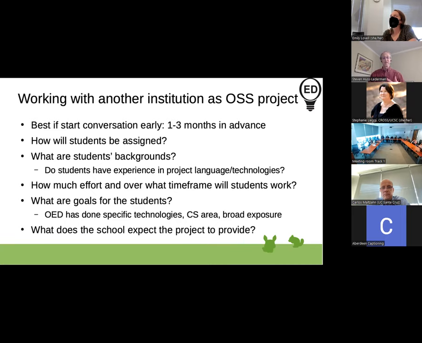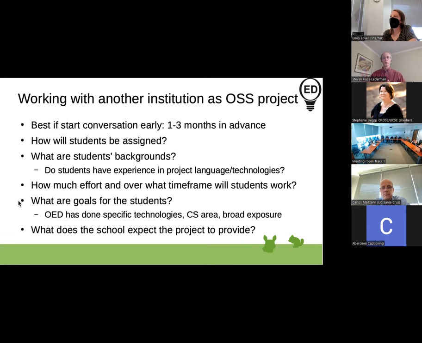I also need to understand how much effort and over what time frame they're going to work. I need to dedicate my time, but I also need to understand what they're capable of doing. And in this case, hearing it's a semester isn't good enough. There's always a week or two at the start and time at the end and other assignments. I want to understand, really, are we talking 5 hours a week or 15 hours a week? And is it for 7 weeks or is it 14 weeks? And really critical to me is, what are your goals for students?